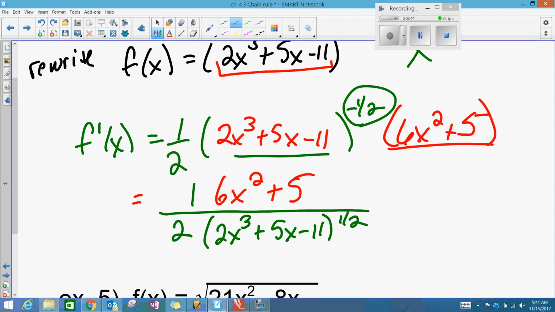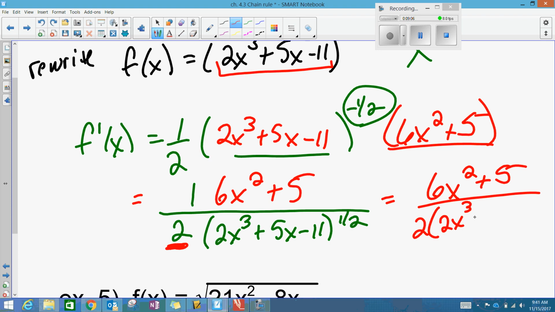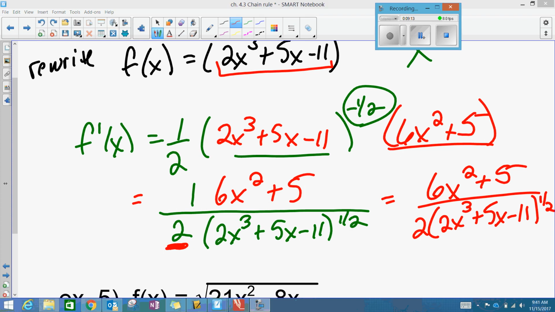Okay? Now I'm going to rewrite it to be a little neater, but I really can't do anything else with it. If I could take out a 2 up on top, then I could maybe cancel it out with this 2, but since I can't divide 5 by 2, I really can't do anything with it. So the final answer here is going to be 6x squared plus 5 over 2 times 2x to the 3rd plus 5x minus 11 to the 1/2. Okay, so you have to be careful on your cleanup.